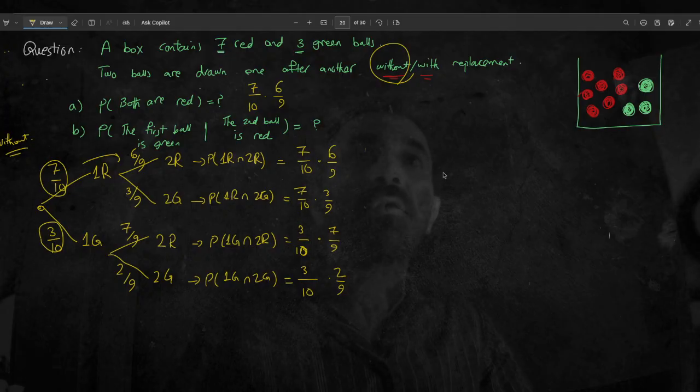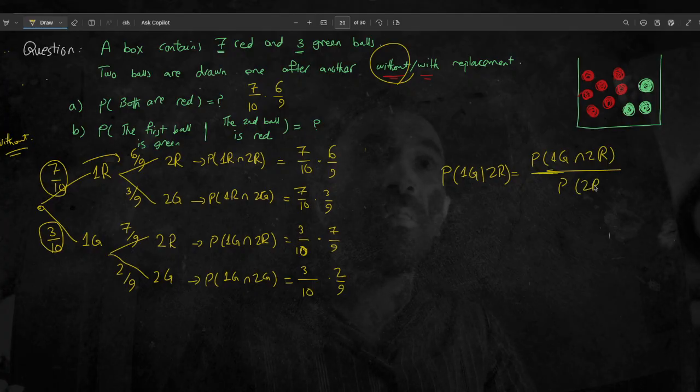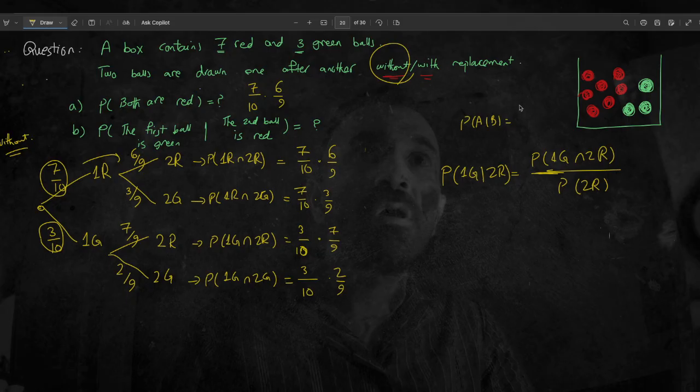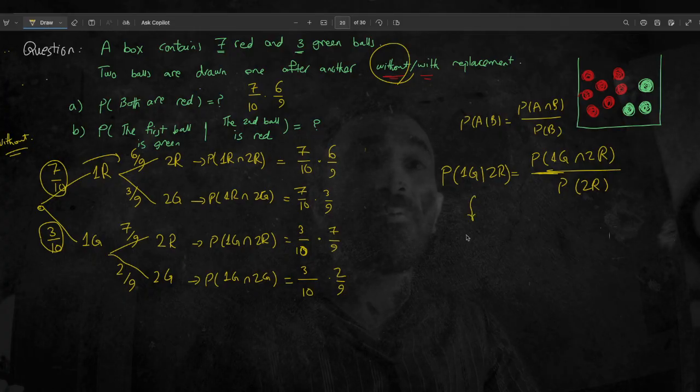Okay, so let me write the rule. What is the probability that the first ball is going to be green given that the second ball is red? Can we write the formula? Isn't it the probability that the first ball is green and the second ball red over the probability of the second ball red? Let me write the formula to recap. Probability of A given B equals the probability of A and B over the probability of B. Okay, now I'm going to use this formula for both cases.